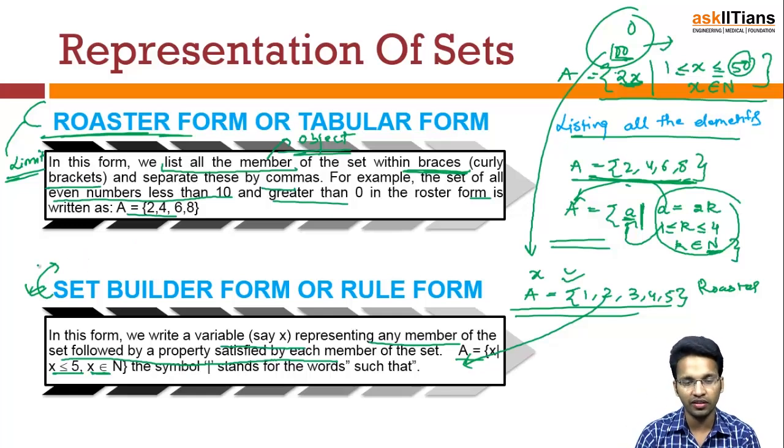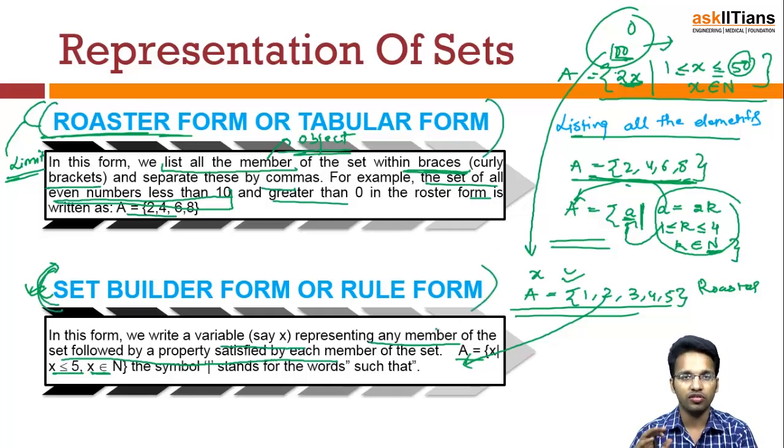Again, there is a third representation, but we don't have to study it, that is called descriptive, which is just the language which we are saying. Like if I am saying the set of all even numbers less than 10, this is an English statement, so we call it the descriptive form. Although it's not a representation of set, you can say it's a descriptive representation of set. But as far as our studies are concerned, these two forms are the most important.